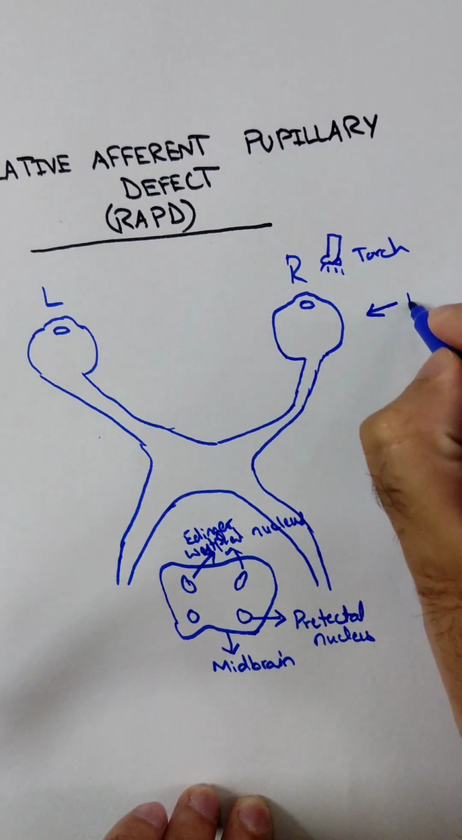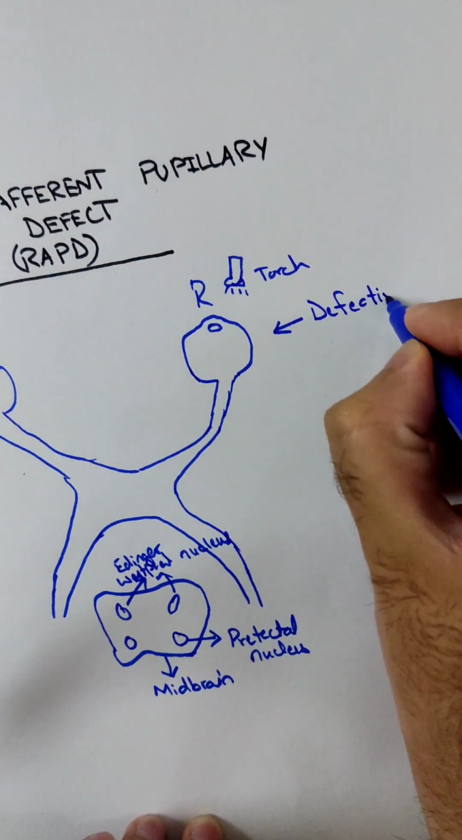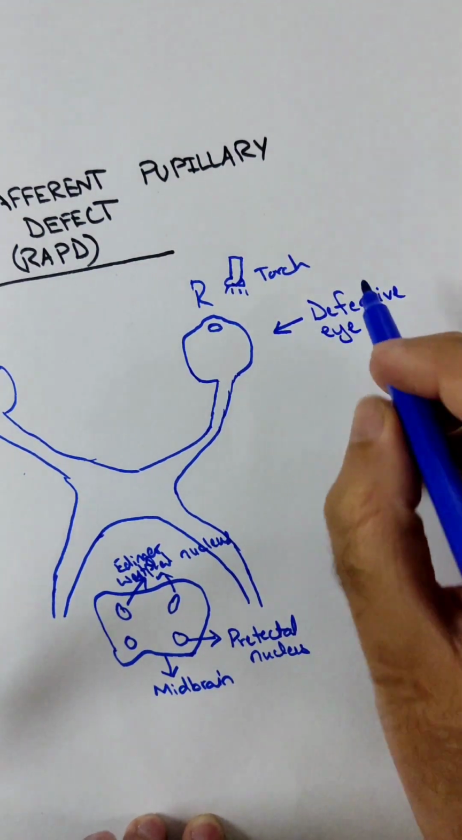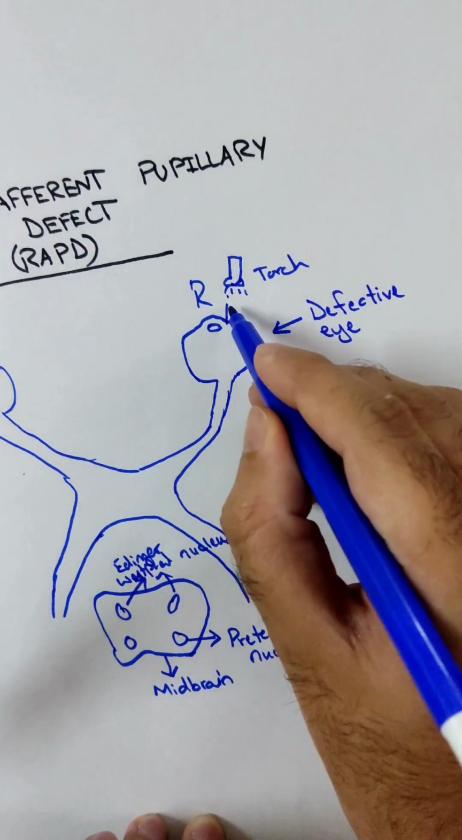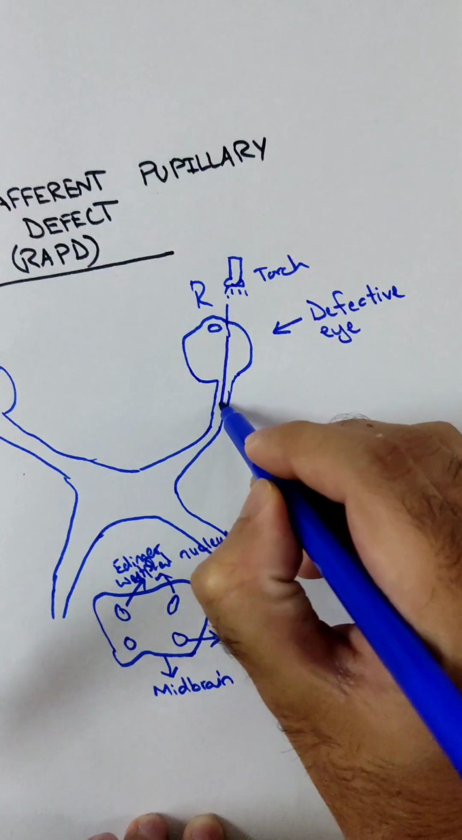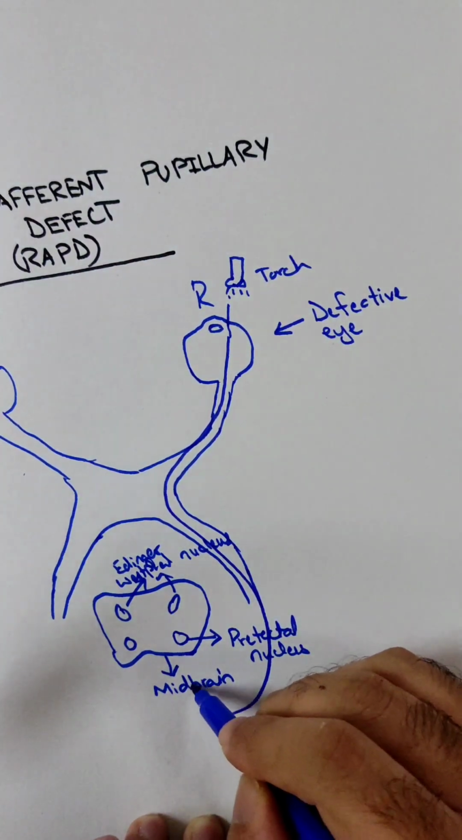So the right eye as well as the left eye, there will be no constriction, because the afferent fibers coming from the right eye you have cut off due to any lesion, any tumor in the brain, or any other lesion, any other disease. So that will result in no constriction of the pupil.